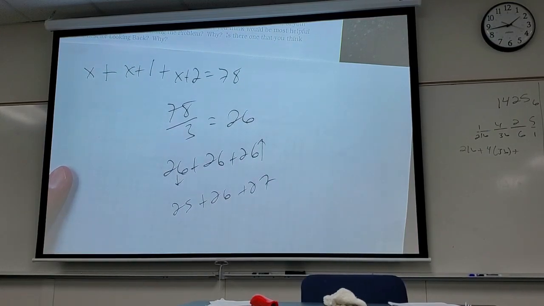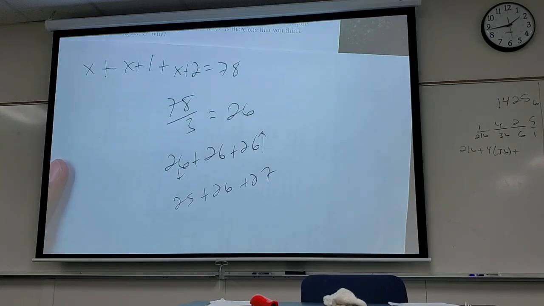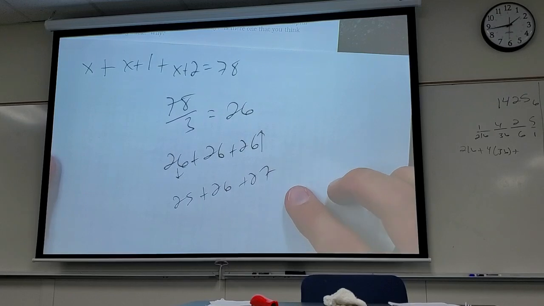Yes? I did something similar, but I did 75 divided by 3, because then it's 25. I just knew that off the bat, and then I just added 1 and 2. So that's an adjustment to this. That's great.